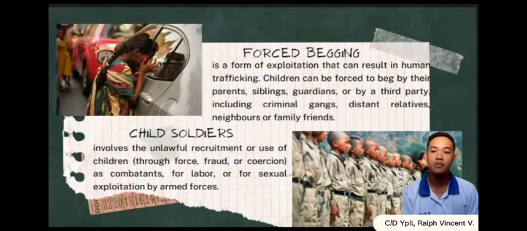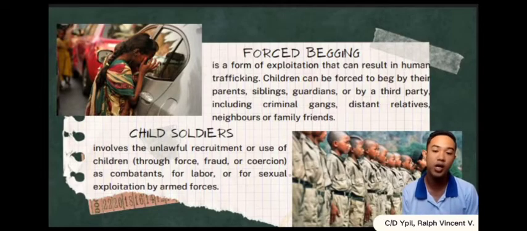Next is forced begging. This is a form of exploitation that can result in human trafficking. Children can be forced to beg by their parents, siblings, guardians, or by third parties, including criminal gangs, distant relatives, neighbors, or family friends.